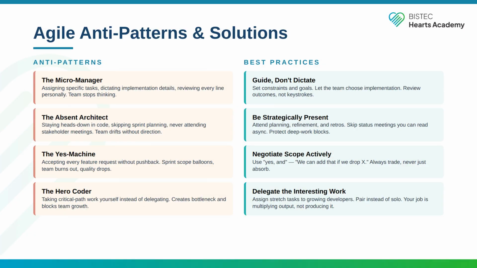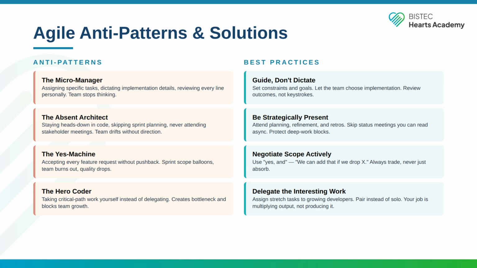Now let us talk about what goes wrong. These are the 4 anti-patterns that appear most often in new tech leads. The micromanager assigns specific tasks, dictates how things should be built, and reviews every line personally. The team stops thinking independently. This usually happens when a senior engineer becomes a tech lead and cannot let go of the code. The fix is to set constraints and goals, then let the team figure out the implementation. Review outcomes, not keystrokes.